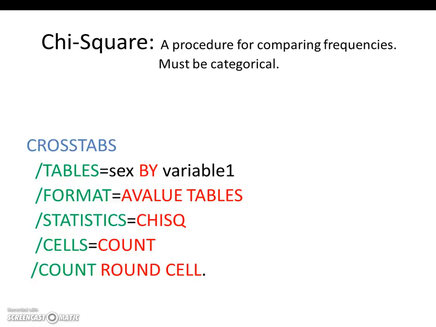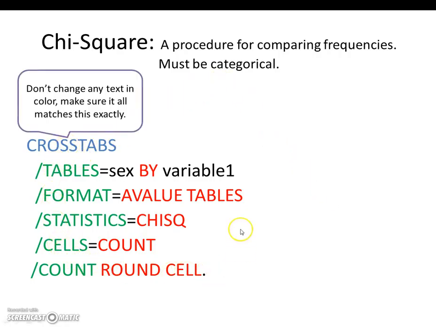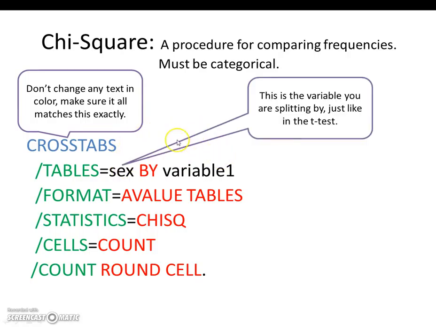Now for that chi-square. Now this is comparing the differences in frequencies. The variables must be categorical. Now in here, there's a lot of stuff it looks like to add. Just type this all in. You're not changing anything that's in colors. And if you type it in right, these are the exact colors that should show up in SPSS. The only things you're going to change are these two here.